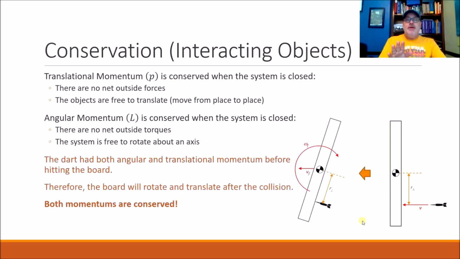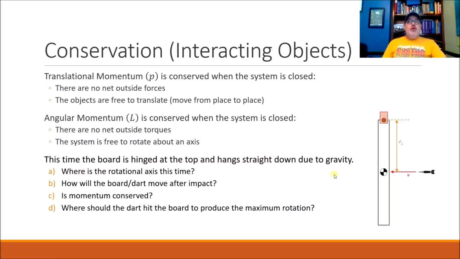But what we add this time is a rotation at the end, because this dart has an initial angular momentum about the pivot point because there is a momentum with a radius. So the final omega of the system is determined by the original momentum of the dart. Both momentums are conserved. Okay, here's our third example.